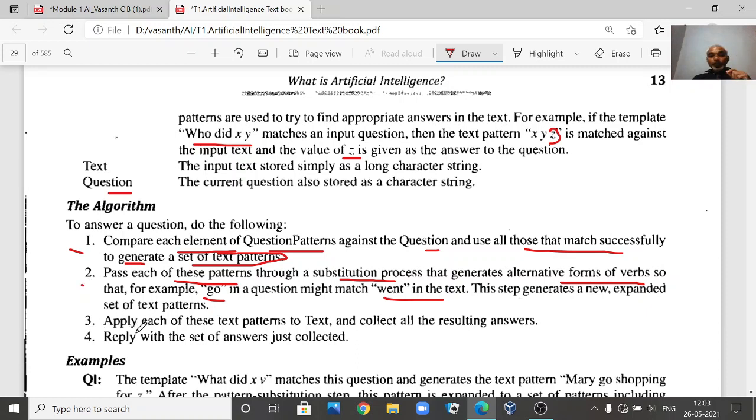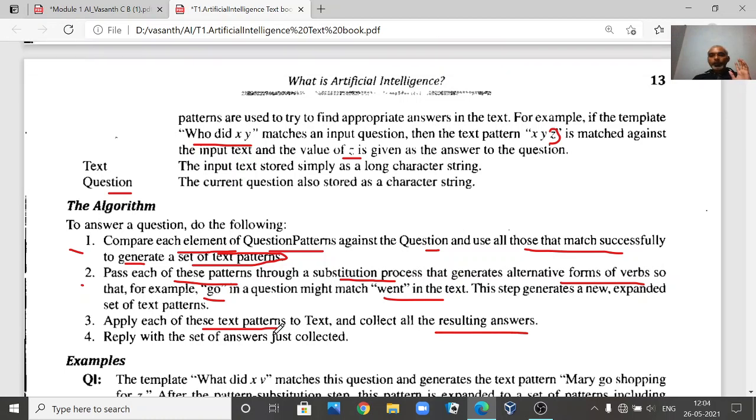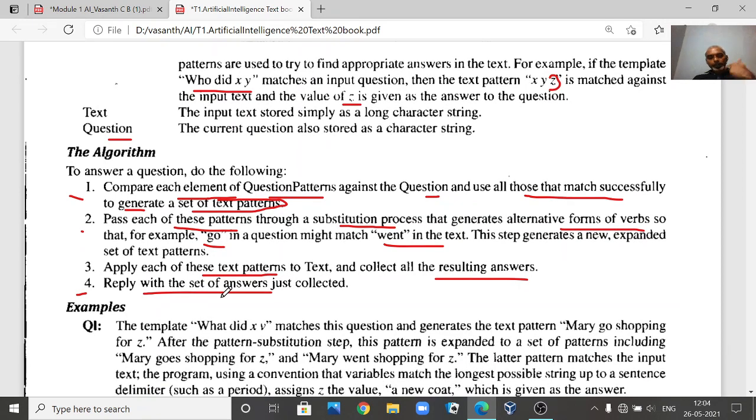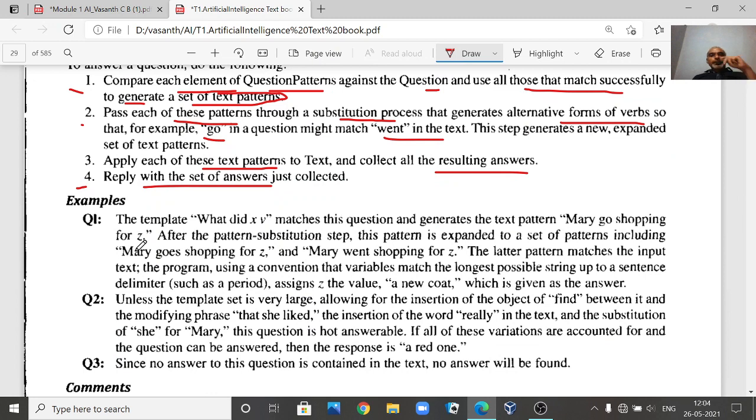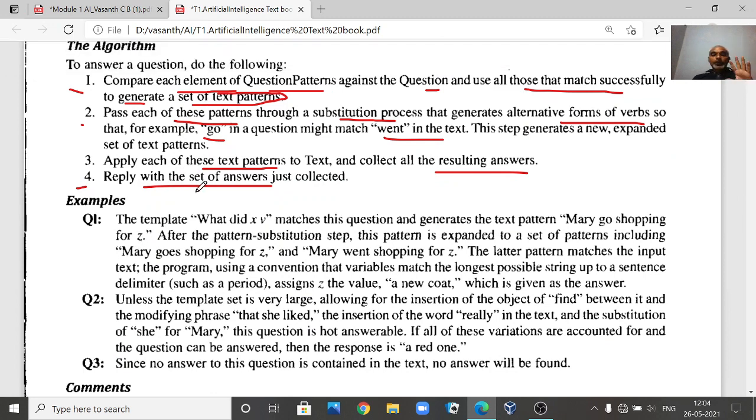Now third step. Now we apply each of these text patterns to the text and collect the resulting answer. Right? Now if you have not got the answer, then the fourth step, reply with the set of answers just collected. So once you get the answer, you reply with that, otherwise you select another text pattern. So for example, now based on this algorithm, I think it is very clear. So based on this algorithm, now we will take one by one question. So we will take a template, what did XY.